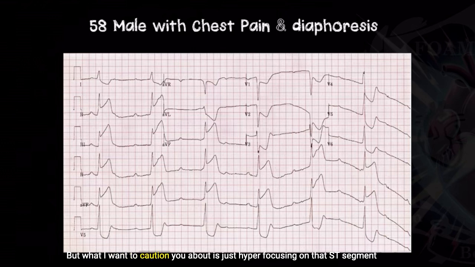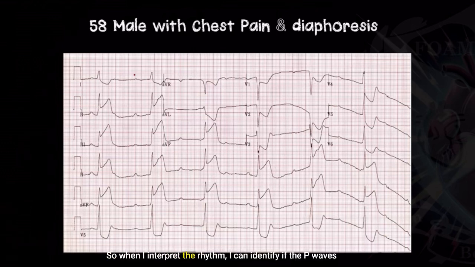But what I want to caution you about is hyper-focusing on that ST segment elevation, and you can miss some of the other important things going on here. With every 12 lead, I like to start with a systematic approach. I start with the rate, fast or slow, regular or irregular, and then I look at the rhythm.